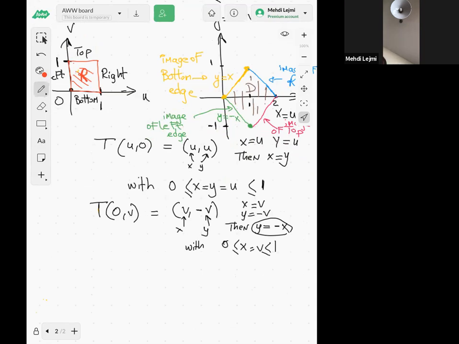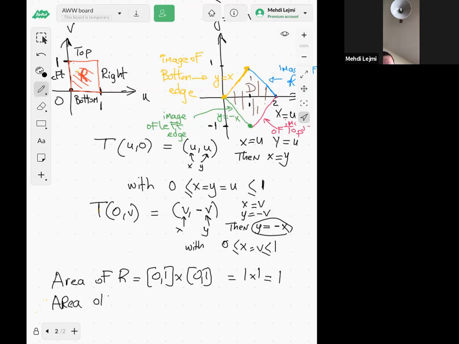The area of my square R, which is [0, 1] cross [0, 1], is of course just the base times the height. It's equal to 1 times 1, which equals 1, right? Now, my question for you guys: what's the area of this region D here, this square D?